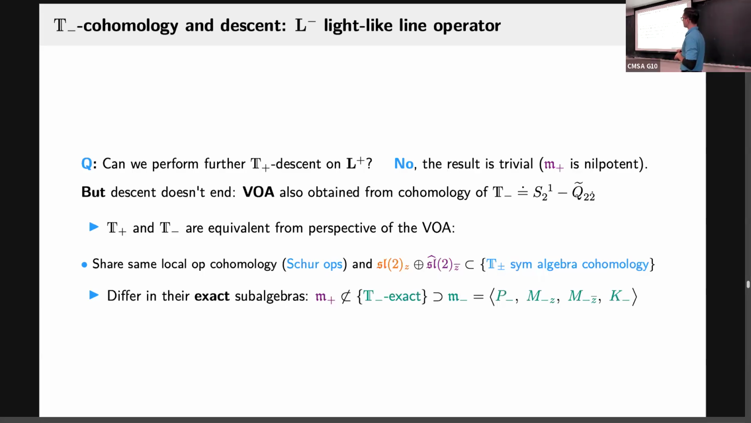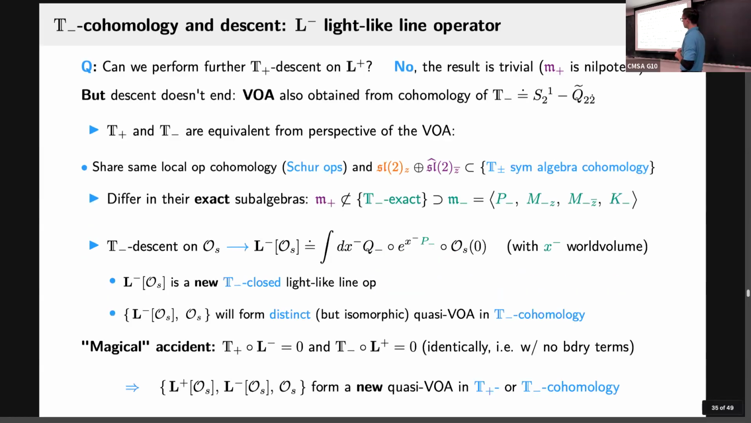However, as I also mentioned in passing, precisely where they differ is in their exact sub-algebras. As I flashed before you a couple of slides ago, the additional T plus exact generators are not the same as the additional T minus exact generators. What this means is that you can perform the T minus descent procedure on a Schur operator. You're going to get an L minus line operator, just like you got an L plus line operator. And it's going to satisfy all the similar properties, which will form some distinct, but perhaps obviously isomorphic, quasi-VOA in T minus cohomology. So, okay, that should be expected.